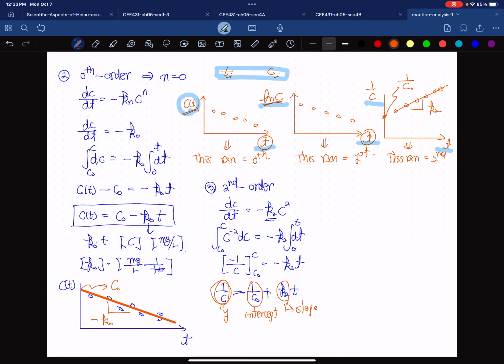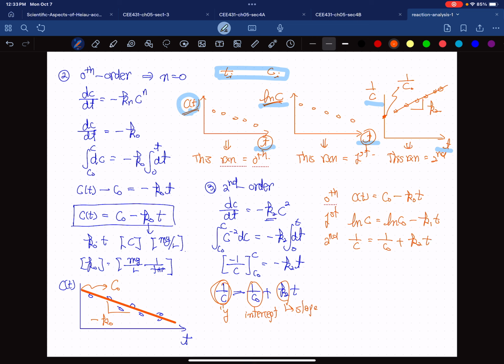So if I reorganize everything, then for zeroth order, C(t) equals C naught minus k sub 0 times t. First order is natural log of C equals natural log of C naught minus k1 t. Then the second order is 1 over C equals 1 over C naught plus k2 t.